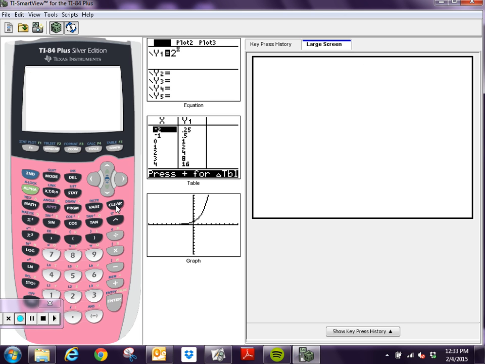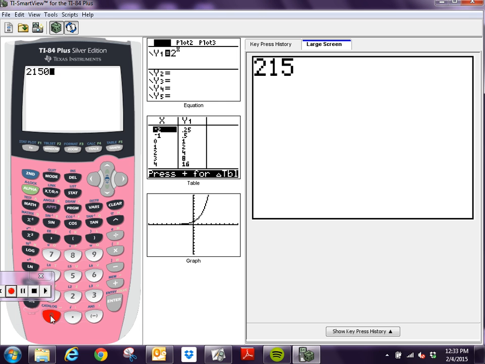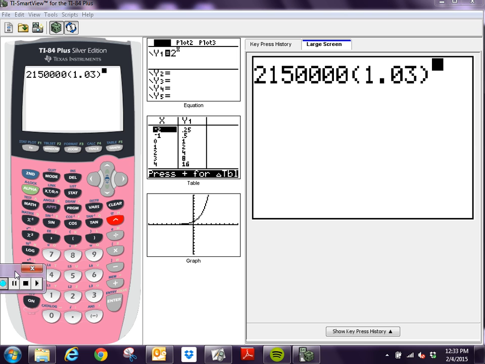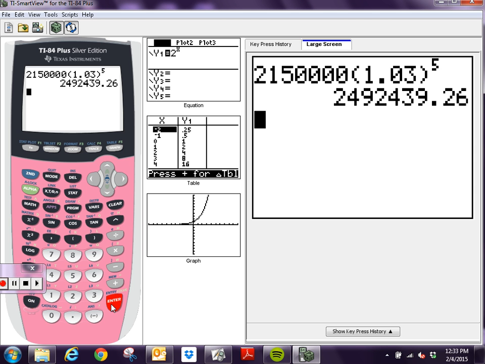We're going to type that in our calculator. So we've got 215 times 1.03 to the 5th power. There we go. Oh, I typed an extra 0 in on my 215,000. All right, so it's 24,920. Okay, I'm going to do this again because I typed something in wrong.